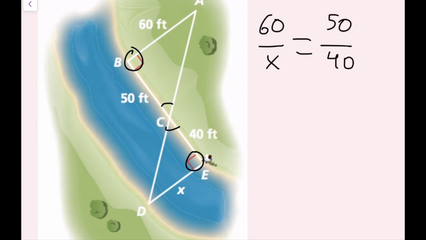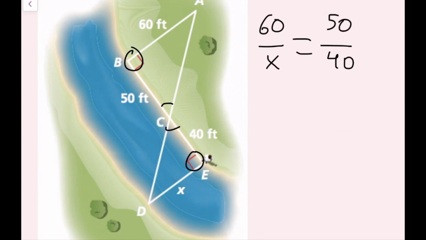Now, this is not the only way that you could have set this proportion up. You could have taken the reciprocal of both of these sides. It could have been x over 60 equals 40 over 50. You also could have done 60 and x on the top, and then 50 and 40 on the bottom. So you could have done something like this. But I'm just going to use the proportion that we set up first. So I'm going to erase this one.